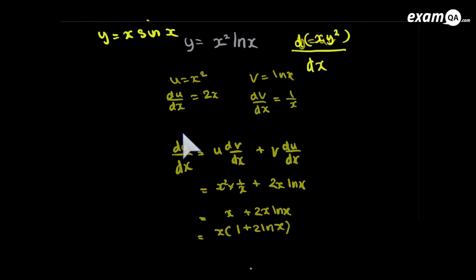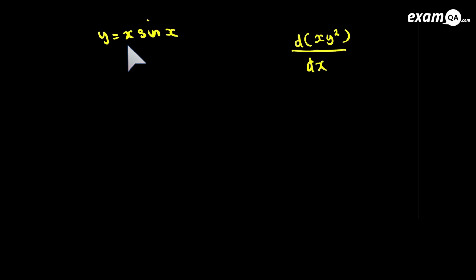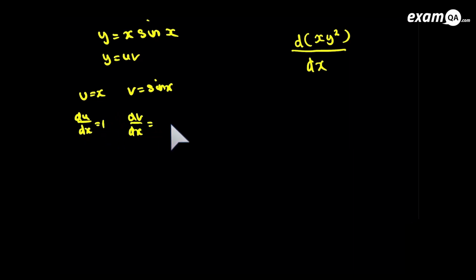Okay, so let us do two more examples. Here we've got y equals x sin x. And it's the product rule again, because it's in that form uv. And it wouldn't matter what you let u be and what you let v be. Okay, so let's go ahead and differentiate. And you should know the differentiation of sin x is cos x. And all we need to do is fill in the formula.